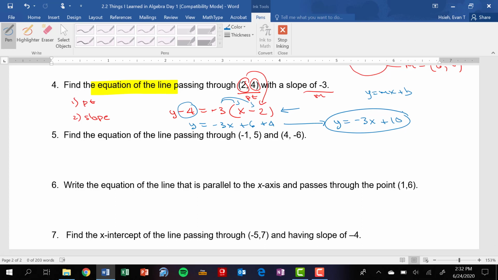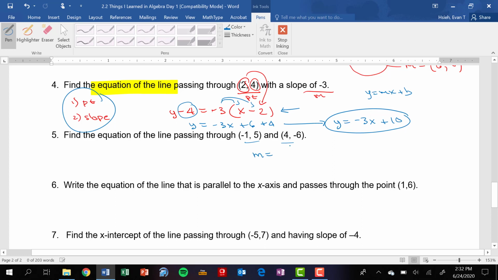Next problem, number 5 here, find the equation of a line passing through these 2 points. Again, all I need is a point and a slope. I have 2 points, doesn't really matter which one I use, but I can find the slope here. So the slope is going to be the change in the y over the change in the x. The slope's going to end up being negative 11/5. And let's just take either point, and let's just use the first one there, y minus 5. There's the y value from that point. My slope is negative 11/5, and then x minus negative 1 or plus positive 1. There's my equation.